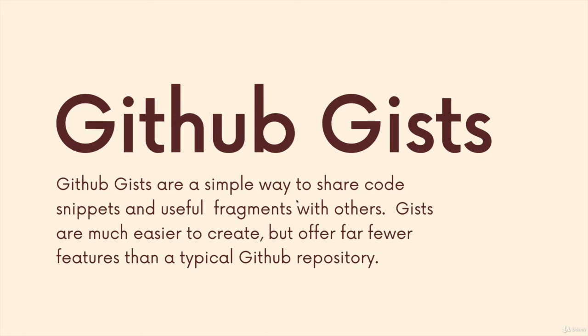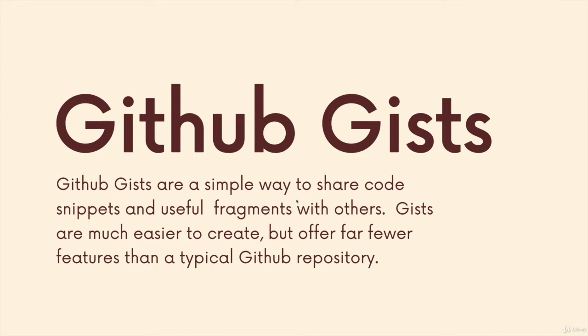The next GitHub feature we'll cover are gists. So GitHub gists are a very simple way to share code snippets. If you're familiar with something called Pastebin, it's a very similar tool. It allows you to basically copy some code into a gist and then save that and share it with other people or refer back to it later.